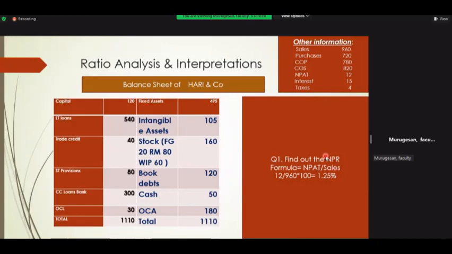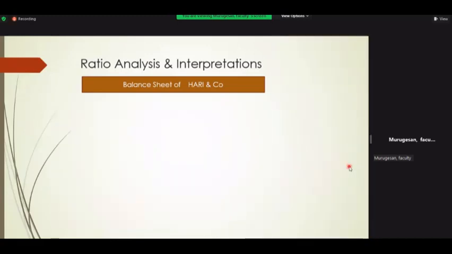Are you getting or not? You can do along with me. So the net profit ratio is 1.25. This is the formula. Never forget the formula. Agreed? So one question over. Okay. Now question number two.